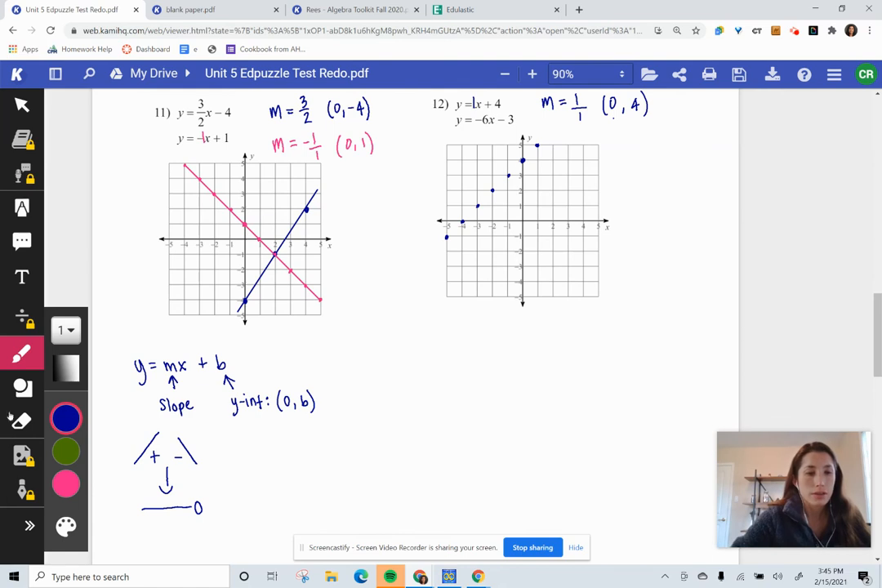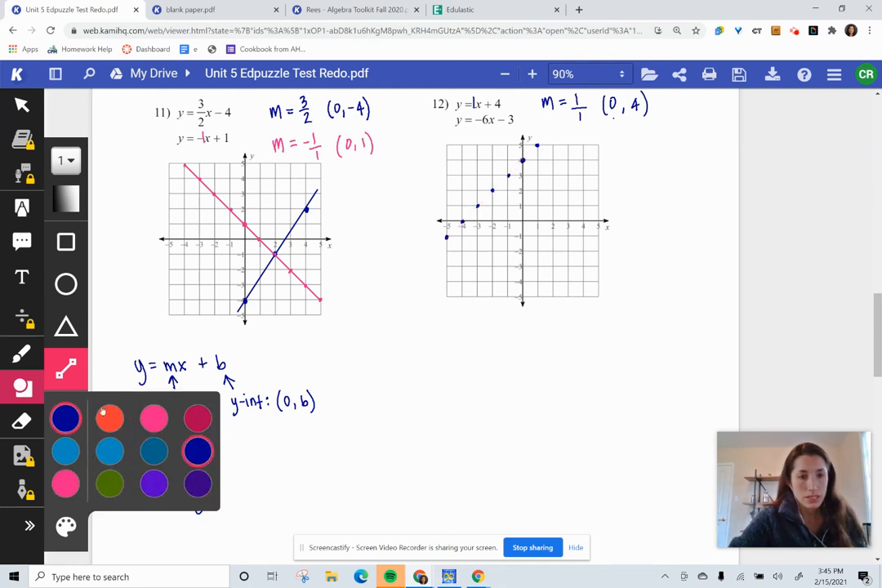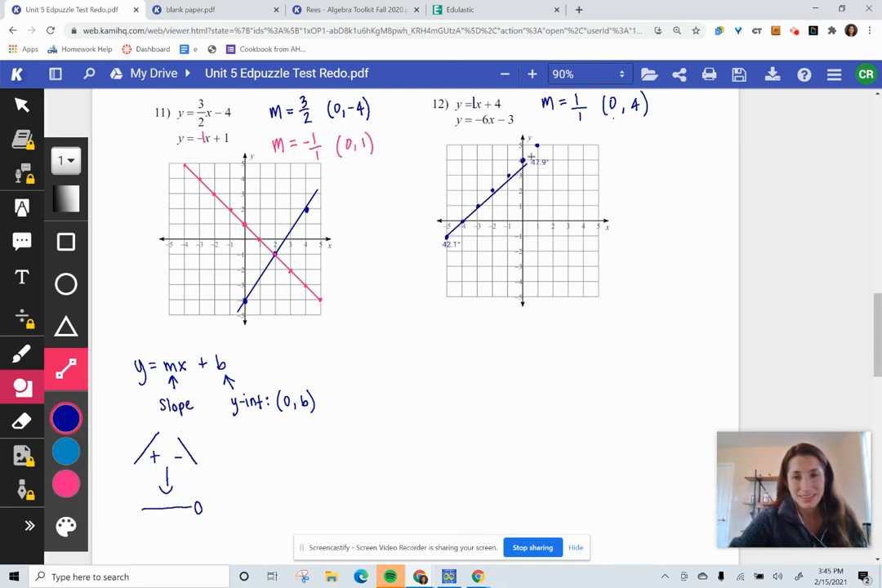So that's our first line. I'll go ahead and graph it. I'll stick with the same color for that line.